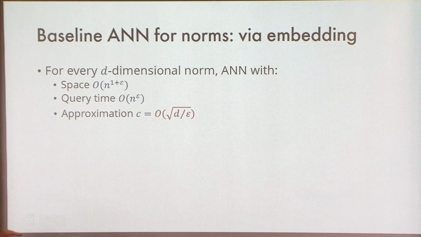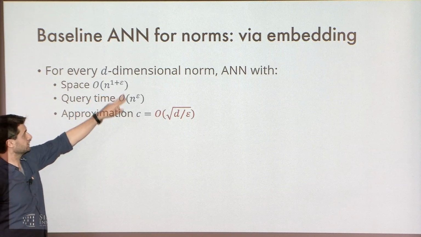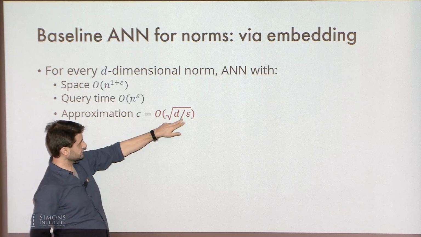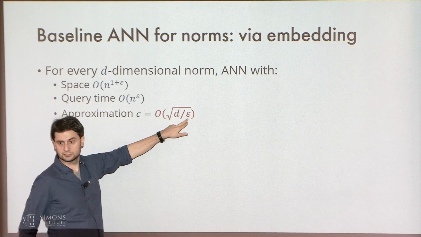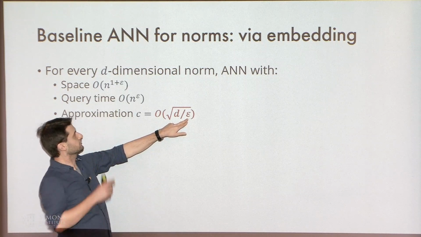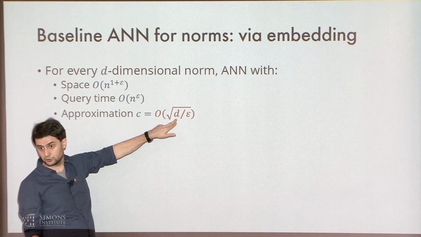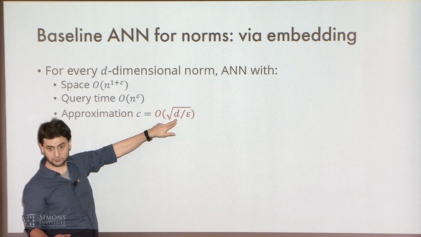So what we obtain is that space will again be n^(1+ε), and query time will be n^ε. The approximation will now be root d over root epsilon, where root epsilon is the trade-off versus space and query time that we get for Euclidean space, and root d we get from mapping the general norm into Euclidean space.